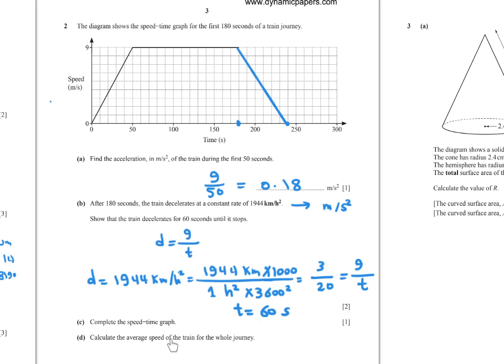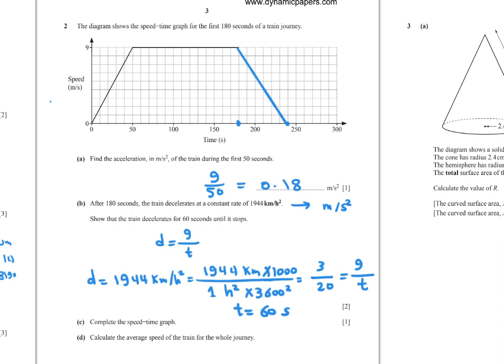D. Calculate the average speed of the train for the whole journey. To find the average speed, total distance over total time. We can find the total distance from the area of the trapezoid, because in a speed-time graph, the distance equals the area under the curve. So find the area of this trapezoid.